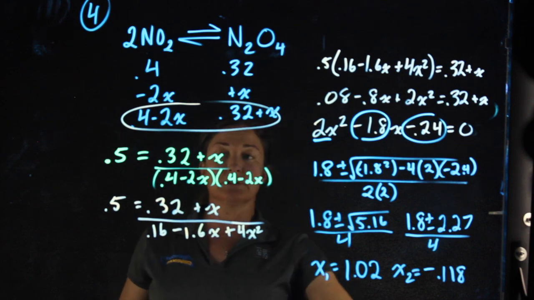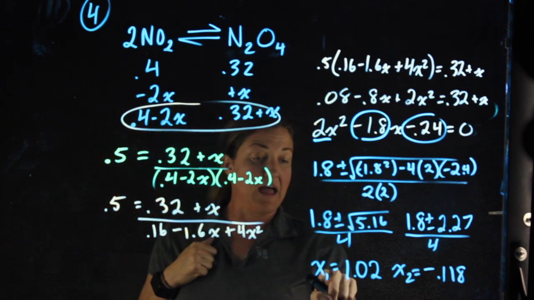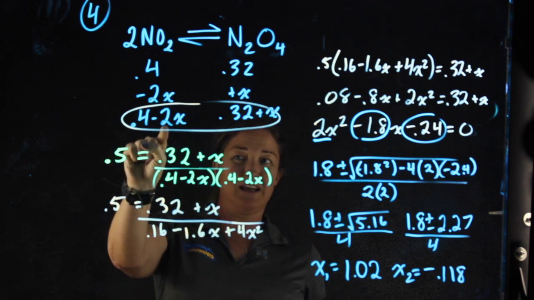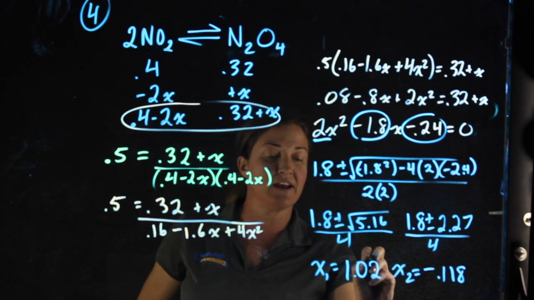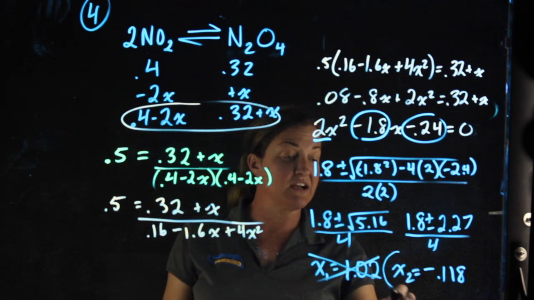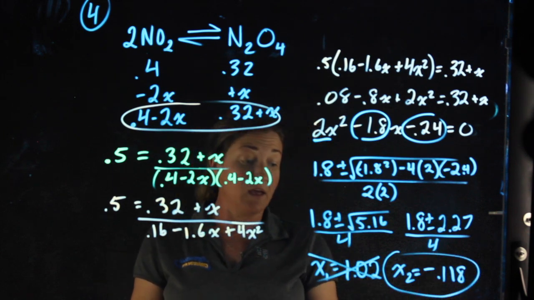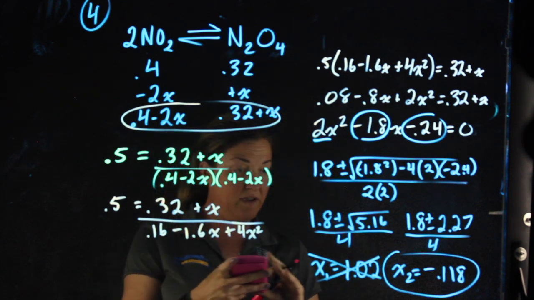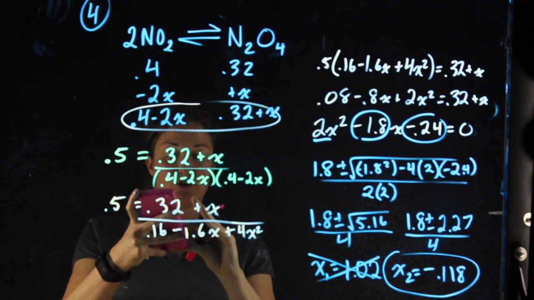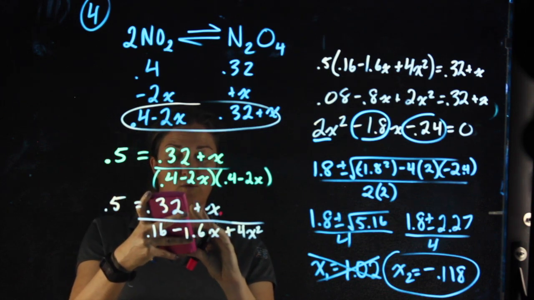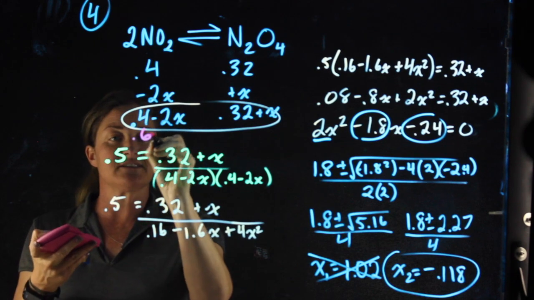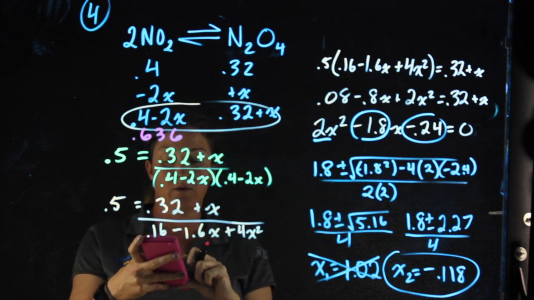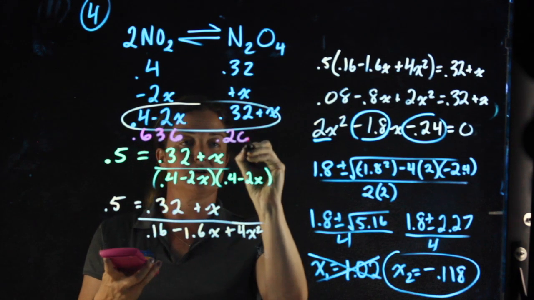I can see that if I plug x1, 1.02, into here, I'm going to have 0.4 minus 2. That's going to end up negative, and I'm not allowed to have any negative concentrations at the end. So I can reject that root and choose this one. Now I'm going to take my correct root and plug it back in to get my equilibrium values. 0.4 minus 2 times negative 0.118 gives me a value of 0.636. 0.32 plus negative 0.118 gives me 0.202.